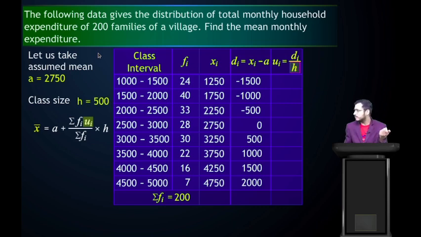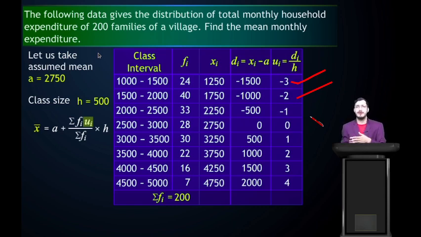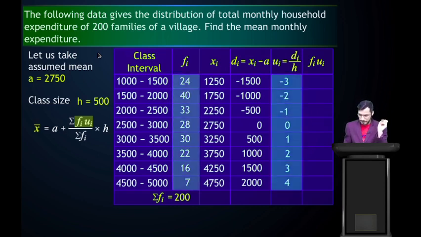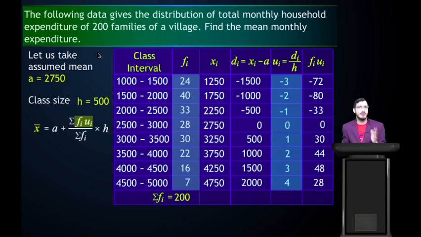So D by h, 1500 divided by 500. So you can see the values are minus 3, minus 2, minus 1, 0, 1, 2, 3, 4. And now next column we prepare fi and u. Okay. So here you can see fi into u: 24 into minus 3, that is minus 72, 40 into minus 2, minus 80, minus 33, then 30, 44, 48, and 28.